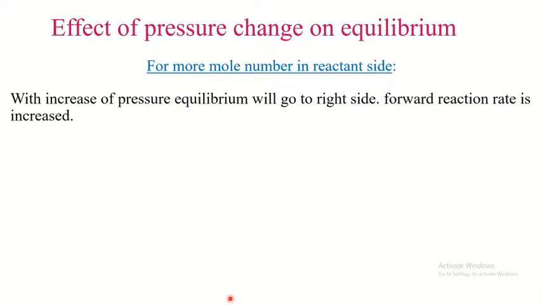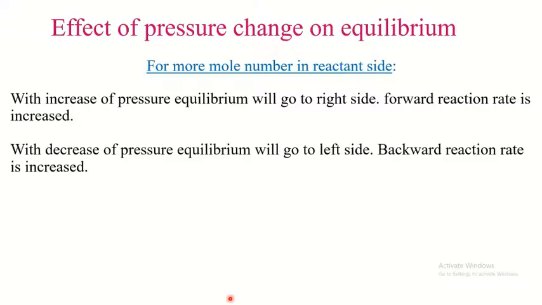For more mole number on the reactant side, we already learned that if pressure is increased, then forward reaction rate will be increased. That means equilibrium will shift to the right side. And if pressure is decreased, then backward reaction rate is increased. And we know if backward reaction rate is increased, then equilibrium will shift to the left side.